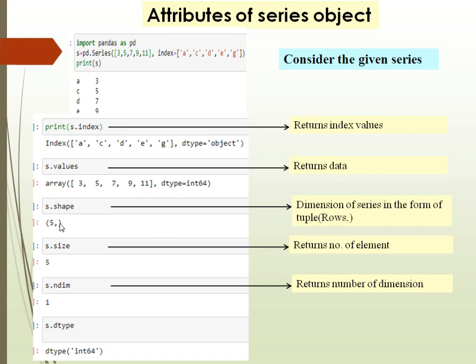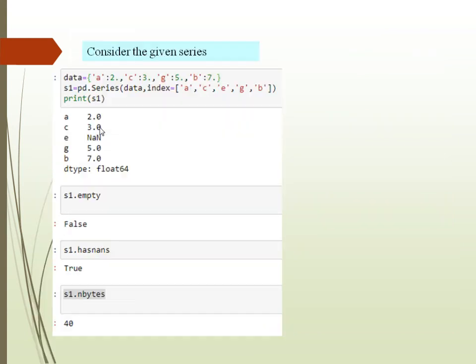Next attribute is dtype. Dtype is if you want to display the data type of the series. The data type of the series is int64. Why int64? I have described it earlier also. Int64 means all the values present in the series are in numeric integer format. Clear? So we'll move to the next.